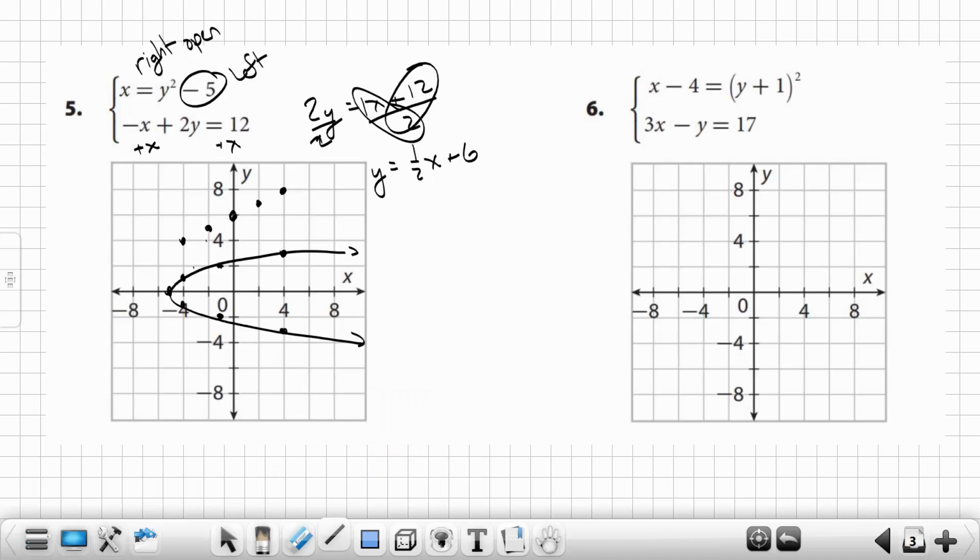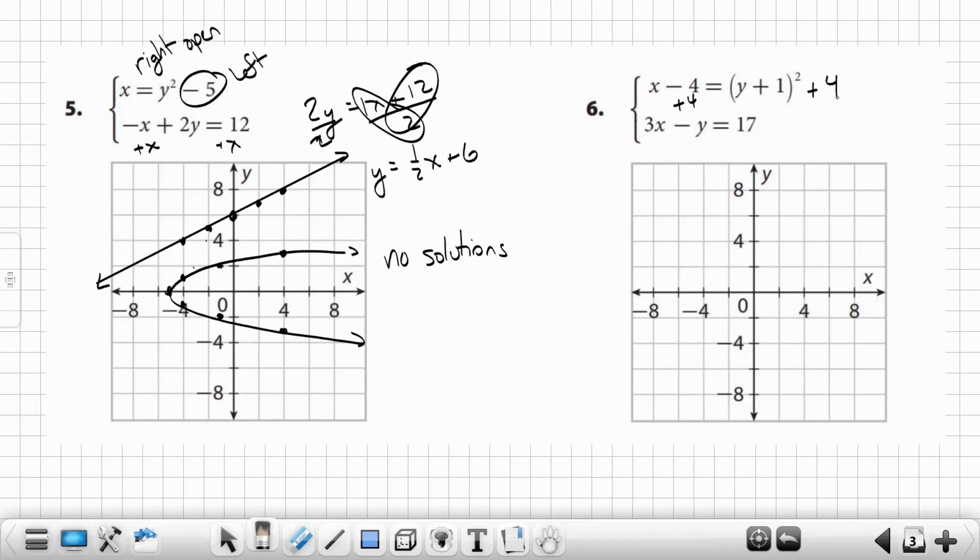And we can see that this particular linear quadratic model has no solutions because it has no points of intersection. Here we have a sideways parabola. Moving on to number 6.